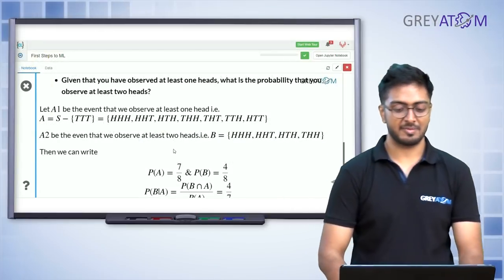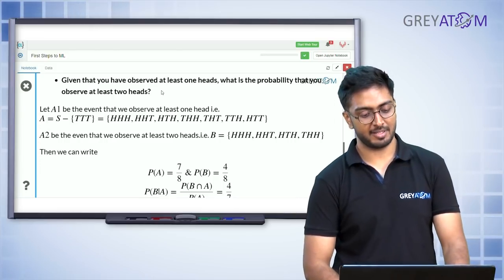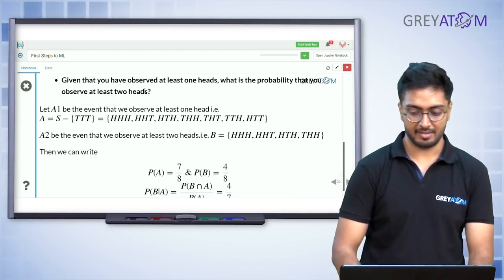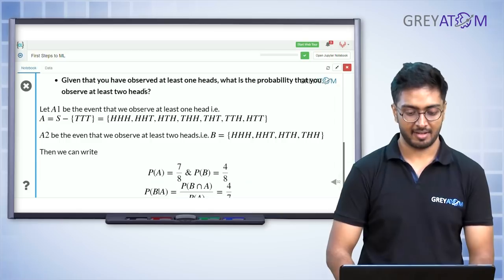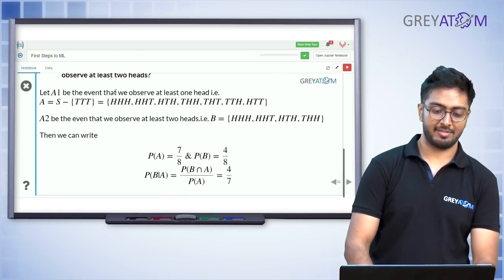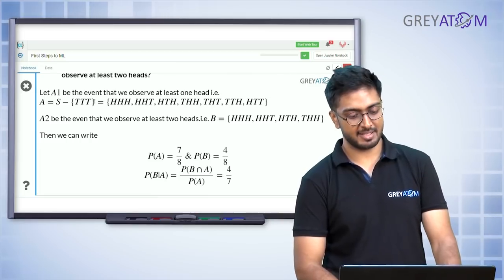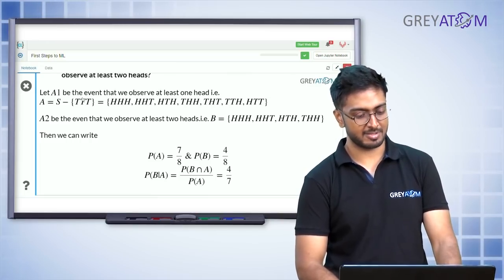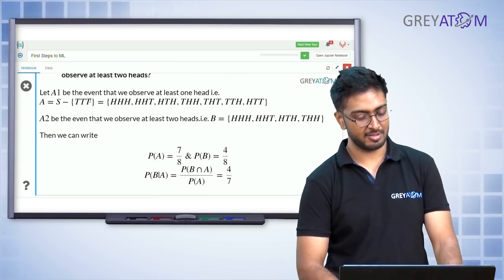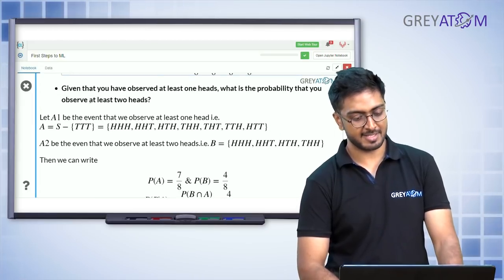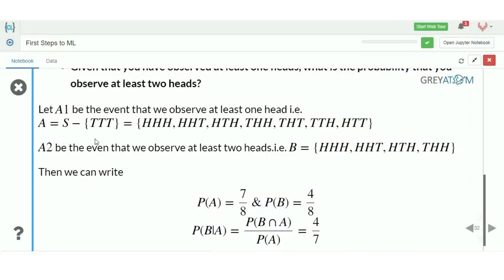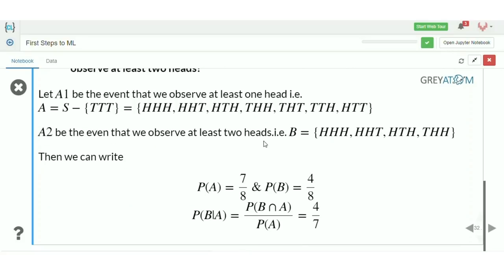Given that you have observed at least one head, what is the probability that you observe at least two heads, right? Let A be the event that we observed at least one head. At least one head is basically 7 possible options. There is this one option, TTT, which we do not want, but at least one head is all the other options. Now let B be the event where we observed at least two heads. At least two heads, there are 4 possible options.